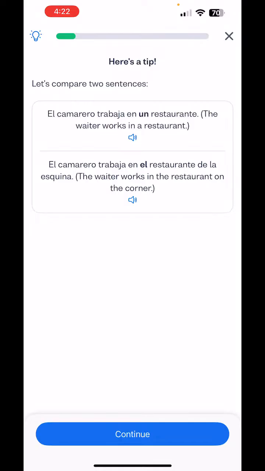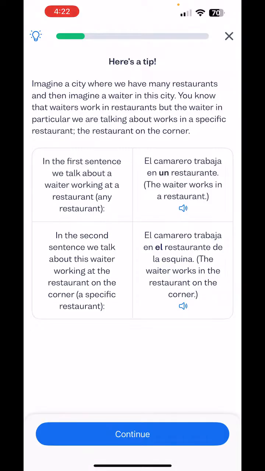All right, so here's a tip. El camarero trabaja en un restaurante. The waiter works in a restaurant. El camarero trabaja en el restaurante de la esquina. The waiter works in the restaurant on the corner. So indefinite articles are un, una, and definite are el, la. So, okay. Oh, more tips.